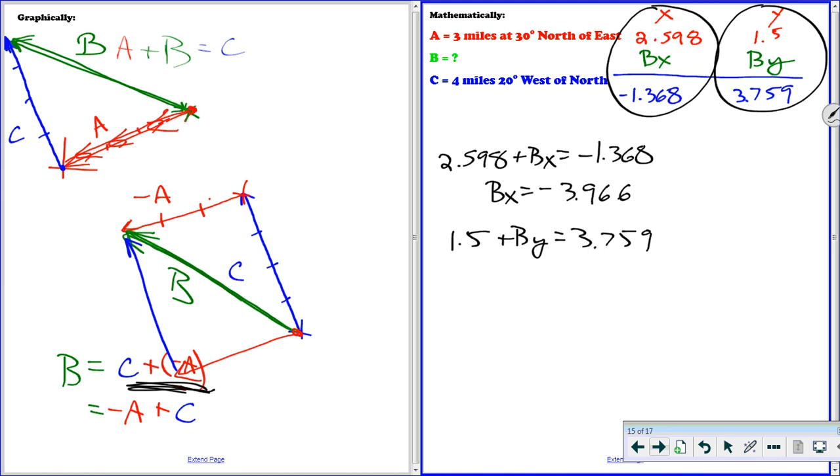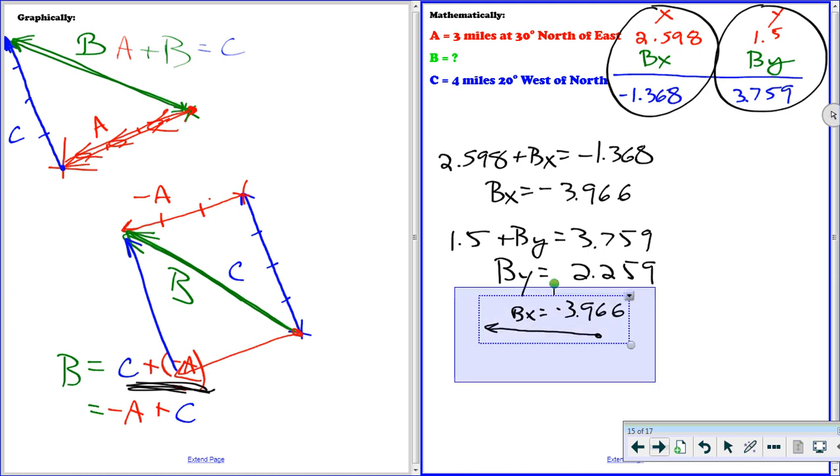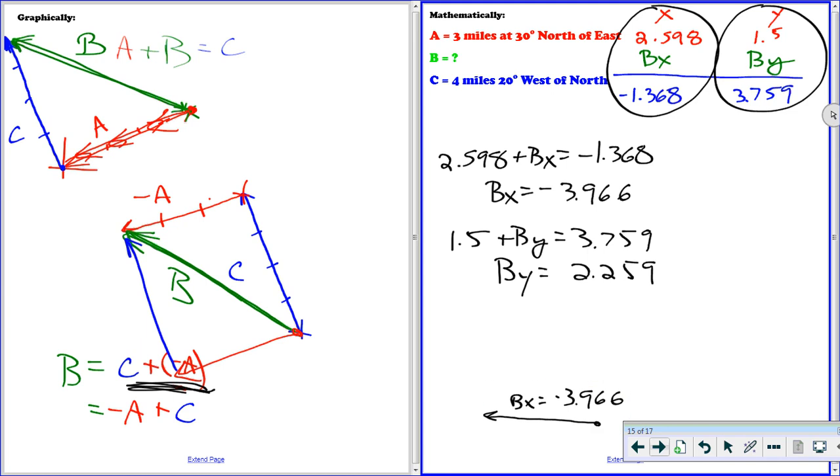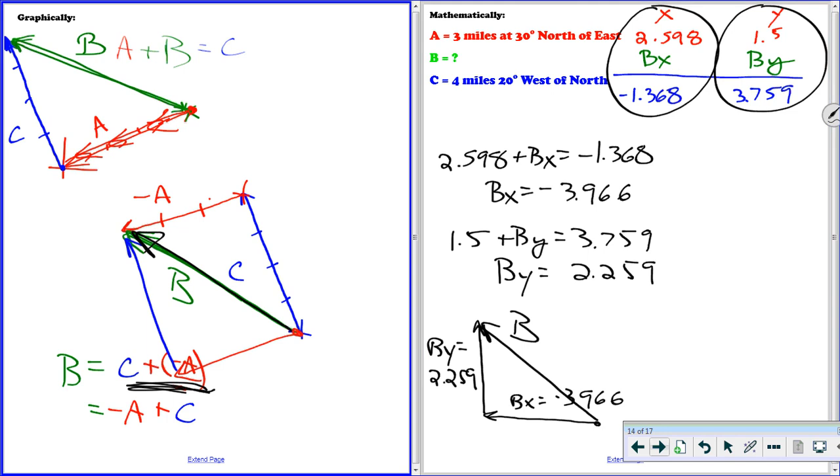Now I'm almost done. bx has got to be negative, so let's draw that. So here's my bx, negative 3.966. My by is positive, so here's my by, 2.259, and now I can find my vector B, which looks pretty similar to my earlier vector B. Not perfect, but not too bad. This black triangle is this triangle here. Here's my bx, and here's my by. So we can find vector B now.